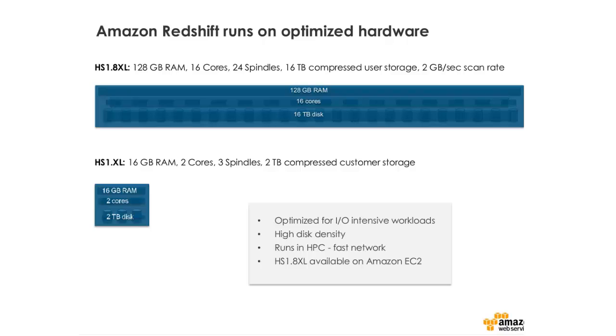So 16 gigs of RAM, 3 spindles, and 2T compressed. And so what that means is if you had 4 to 1 compression, you could store 8 terabytes of your data on just a single node system. And the 8 extra large is available on Amazon EC2 if you want to run your own applications and take advantage of that hardware platform.